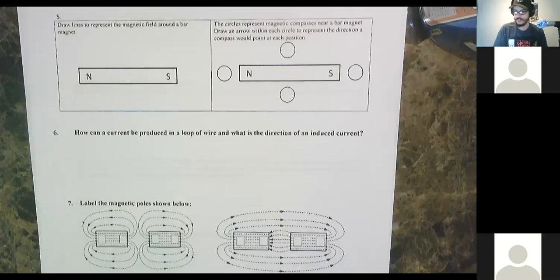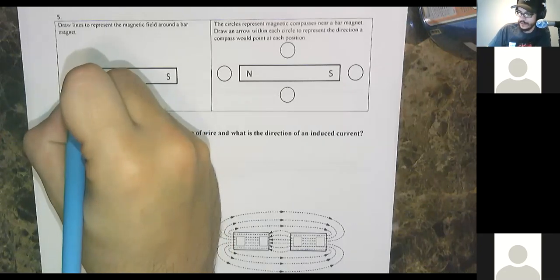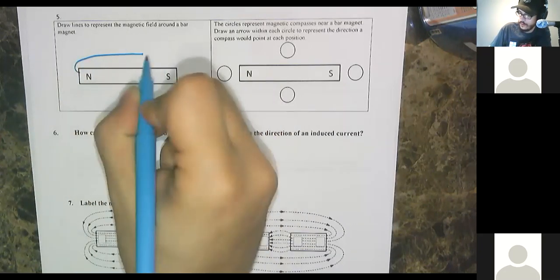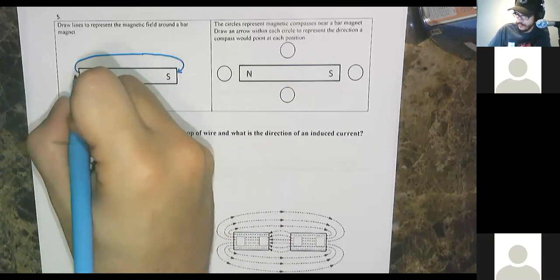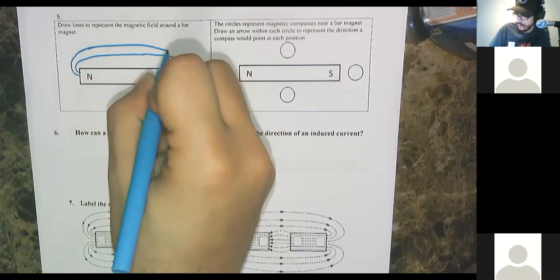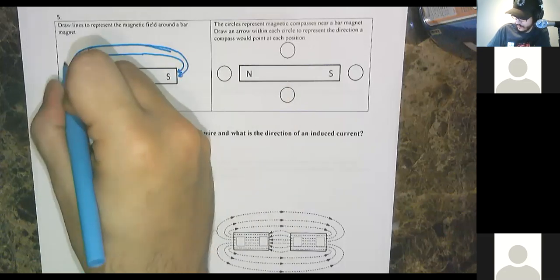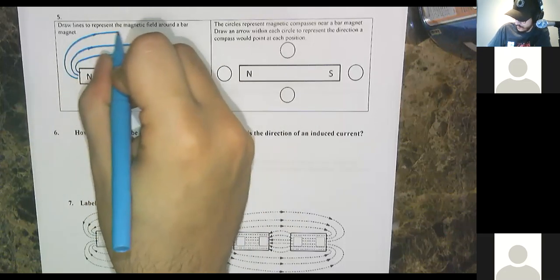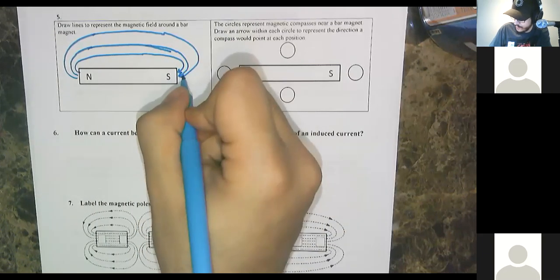This one's easy. Draw field lines to represent the magnetic field around a bar magnet. It's just arcing lines of field force that get farther away from the magnet at the middle. Remember that they go from north to south. And as you get farther away from the magnet, they should spread out a bit more.